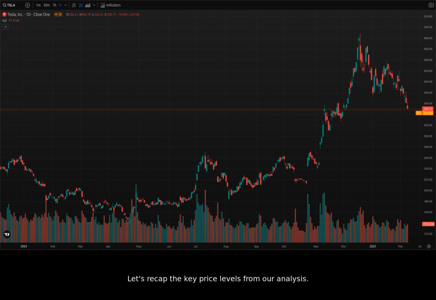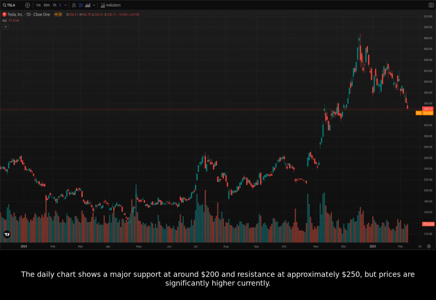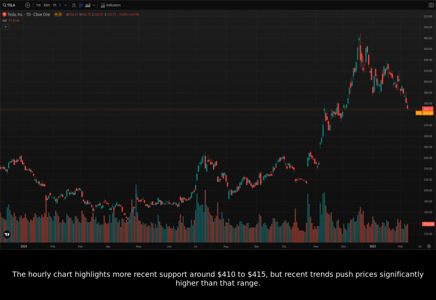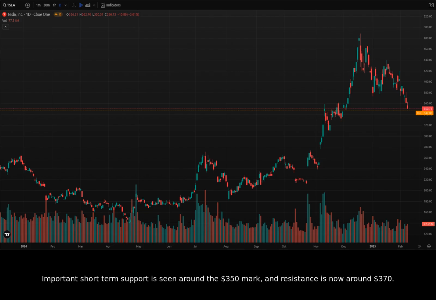Let's recap the key price levels from our analysis. The daily chart shows a major support at around $200 and resistance at approximately $250, but prices are significantly higher currently. The hourly chart highlights more recent support around $410 to $415, but recent trends push prices significantly higher than that range. Important short-term support is seen around the $350 mark, and resistance is now around $370.